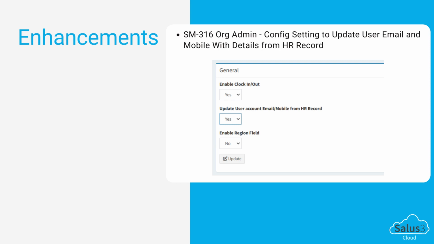There is also a new configuration option for the HR module, where every night the system will update the user account email address or mobile phone number from the HR record. So if a user updates it themselves to the portal, or your administration team updates it, it will then just keep the user account in sync. That's turned on by default. If you don't want that to happen, then you can set that to no yourself.